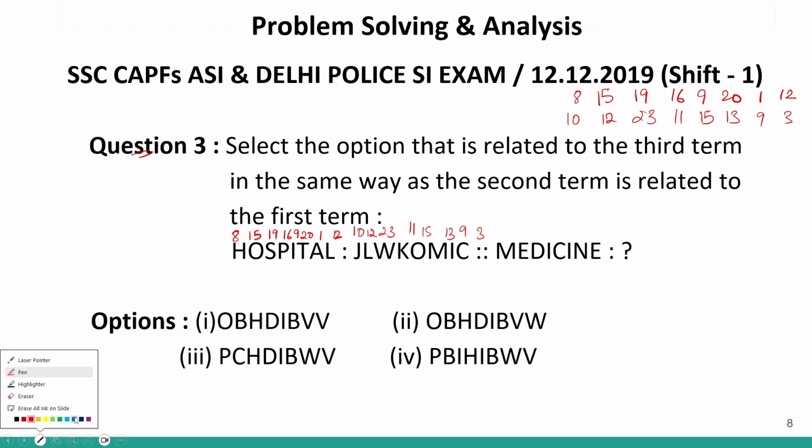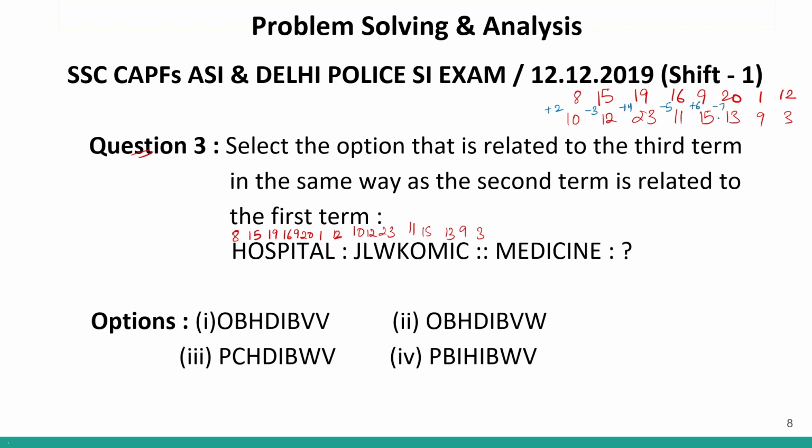Now, if I look at the logic, I can see from 8 to 10, we are going 2 positions forward. From 15 to 12, we go 3 positions backward. Similarly, 19 to 23, we move 4 positions forward. 16 to 11, 5 positions backward. 9 to 15, 6 positions forward.